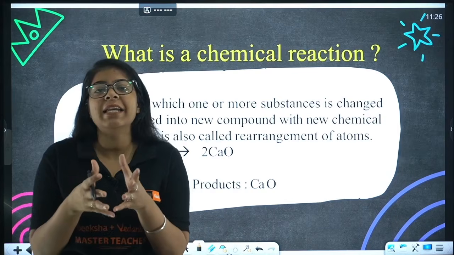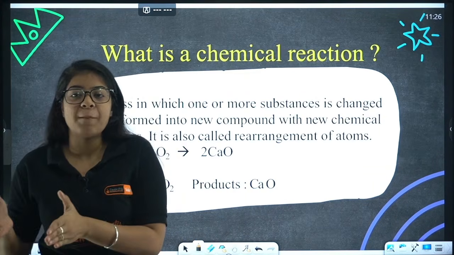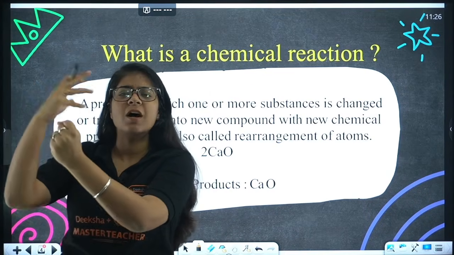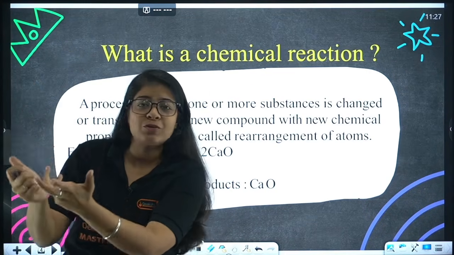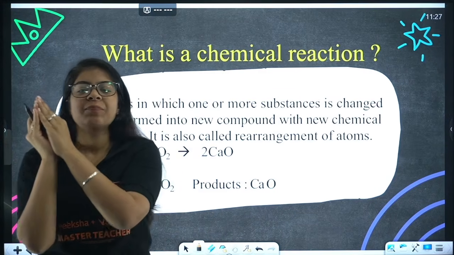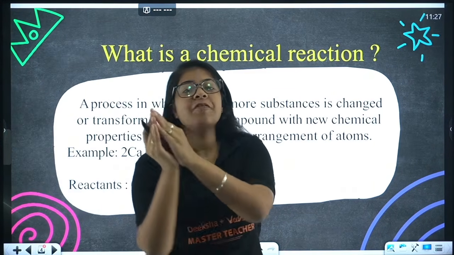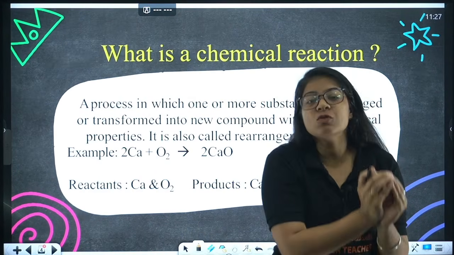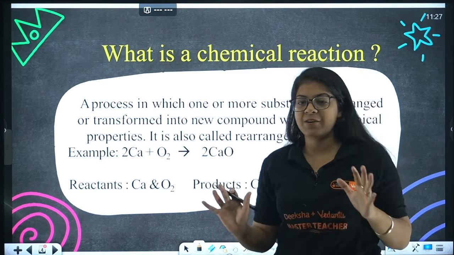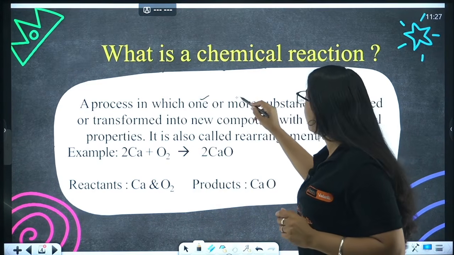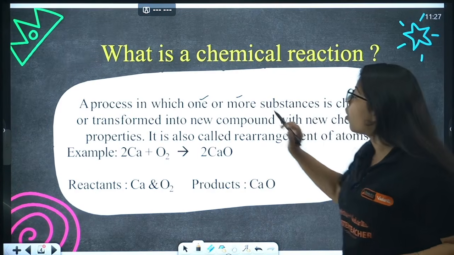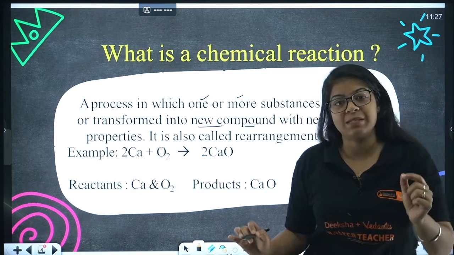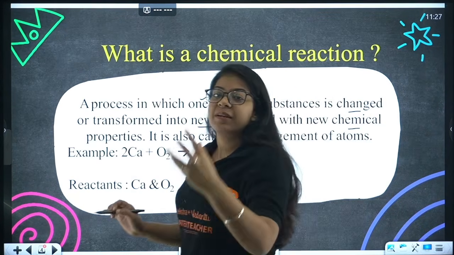So what did we do while we were making chai? We combined 2 or more substances, water, milk, tea, sugar, or if you use jaggery. So we combined all of that, and the whole process of combining these 2 or more substances and then transforming it into a new substance is called a chemical reaction. A process in which 1 or more substances are changed or transformed into a new compound with new chemical properties. Now, of course, chai tastes different than water.